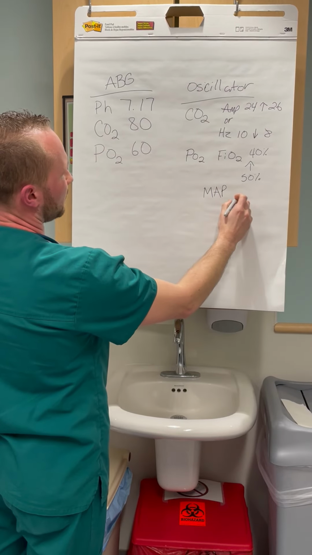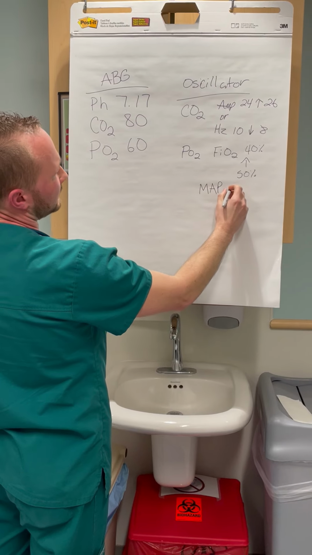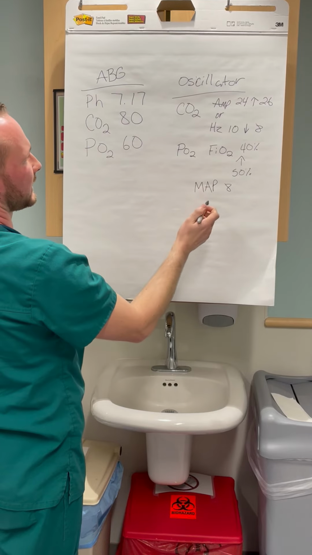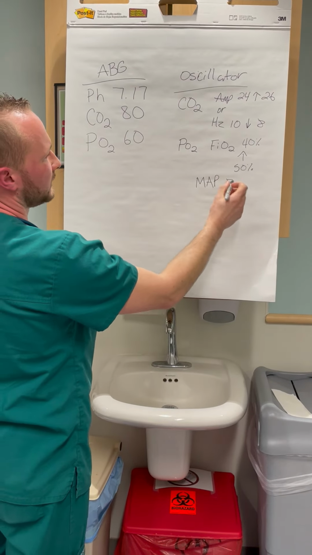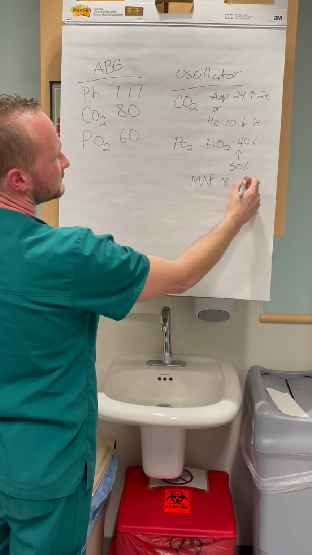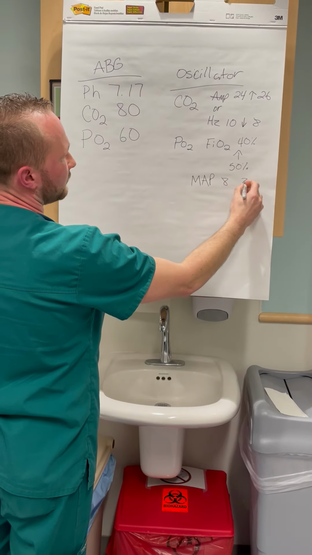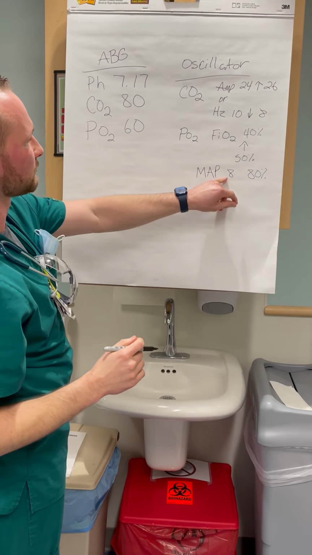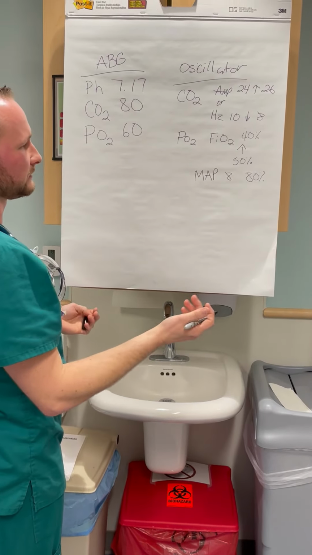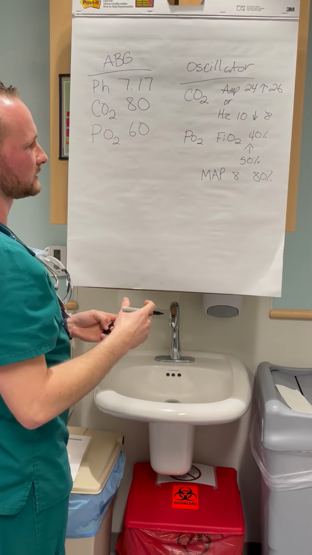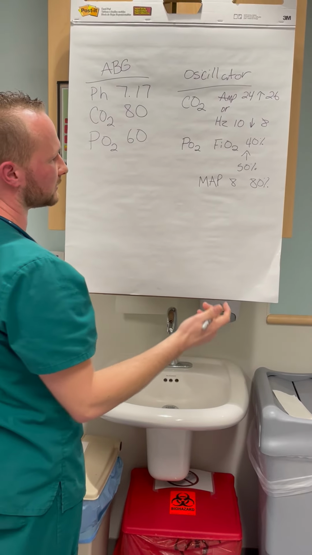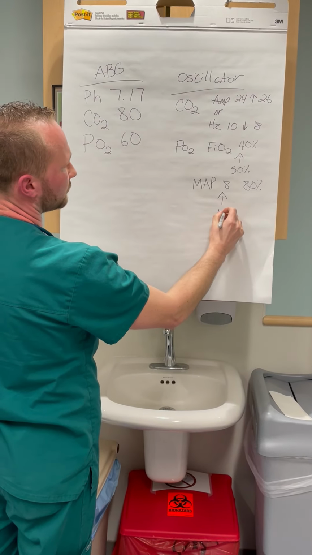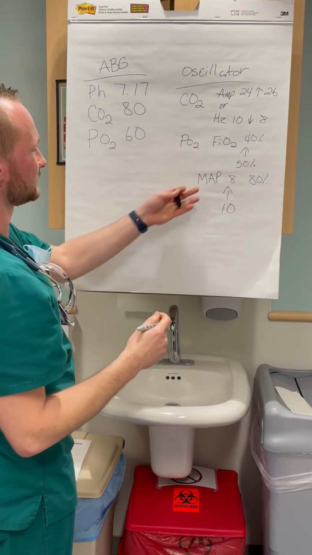Okay? So if our MAP is 8, and let's say our FiO2 at this point is on high settings, so let's say it's on 80%. If our FiO2 is on 80% and our mean airway pressure is at 8, that probably means we need to go up on our mean airway pressure because the demand of oxygen is too much. So we need to increase this probably by 2 to 10. Now you can increase by 1 or 2.